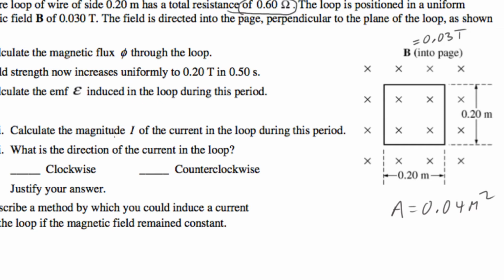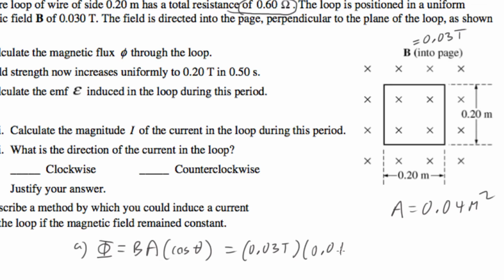All right, first question, calculate the magnetic flux through the loop. So I'll do that down here. So A, the equation for magnetic flux is BA cosine theta. So our magnetic field is 0.03 Tesla. The area of the loop is 0.04 meter squared. And then cosine, what's the theta here? 0. Cosine of 0. Why is it 0?